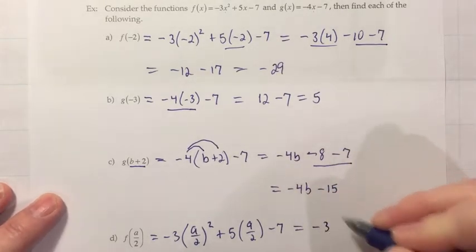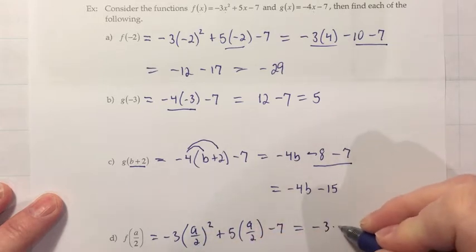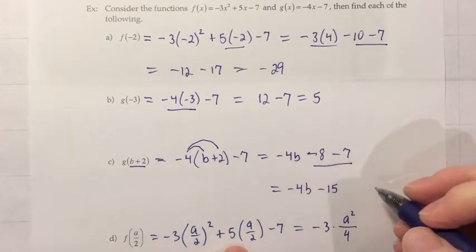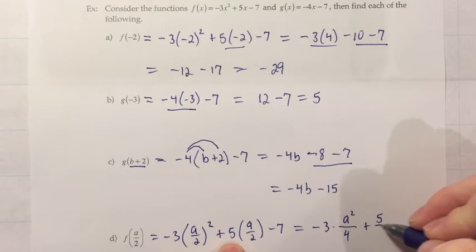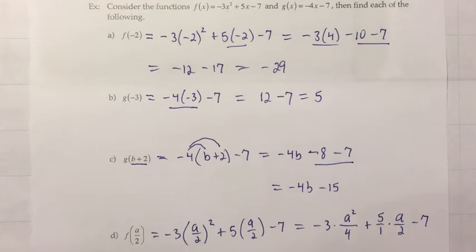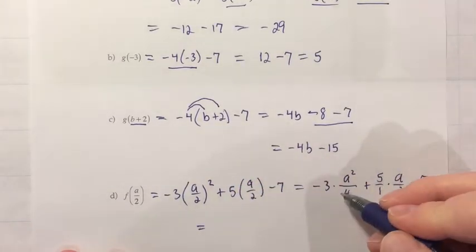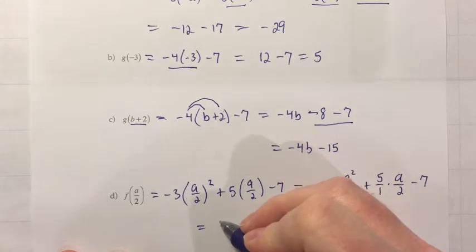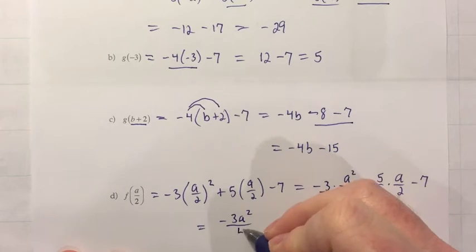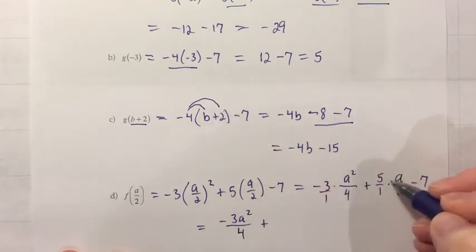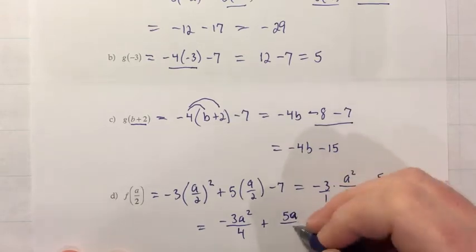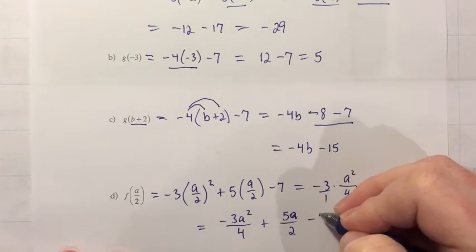We have the negative 3, square top and bottom of this, so squaring the top we get a squared, squaring the bottom, 2 squared is 4. On this one, I would think of this as like 5 over 1 times a over 2, and then we have the minus 7. So just one last step of simplifying. Here, this is like negative 3 over 1, so multiplying the numerators, negative 3a squared over 1 times 4, which is 4, plus numerators here, 5 times a, and then denominators here, 1 times 2, and then the minus 7 we just copy over.